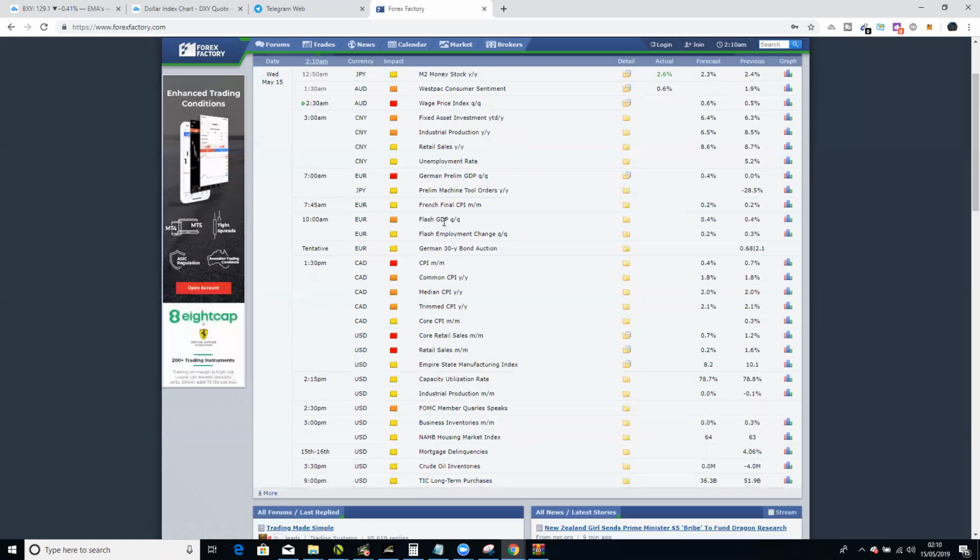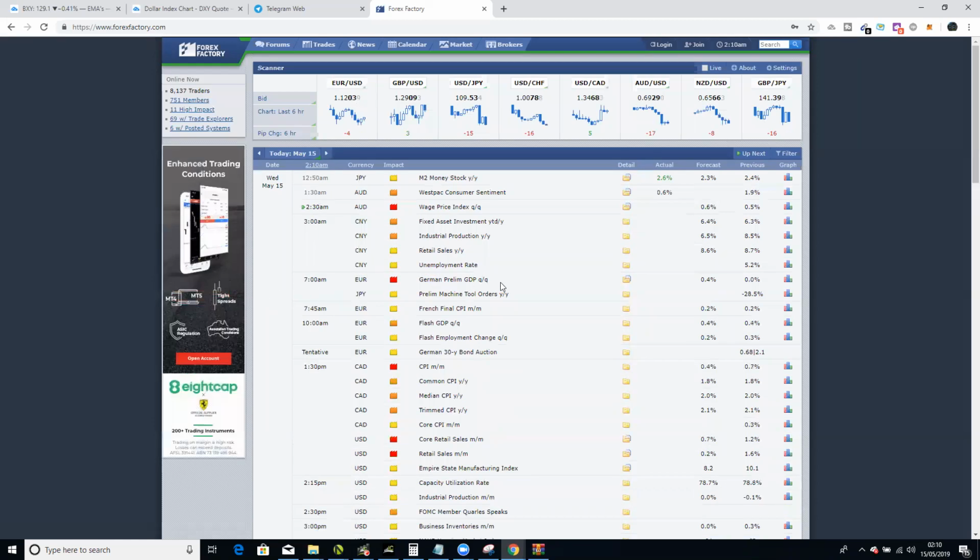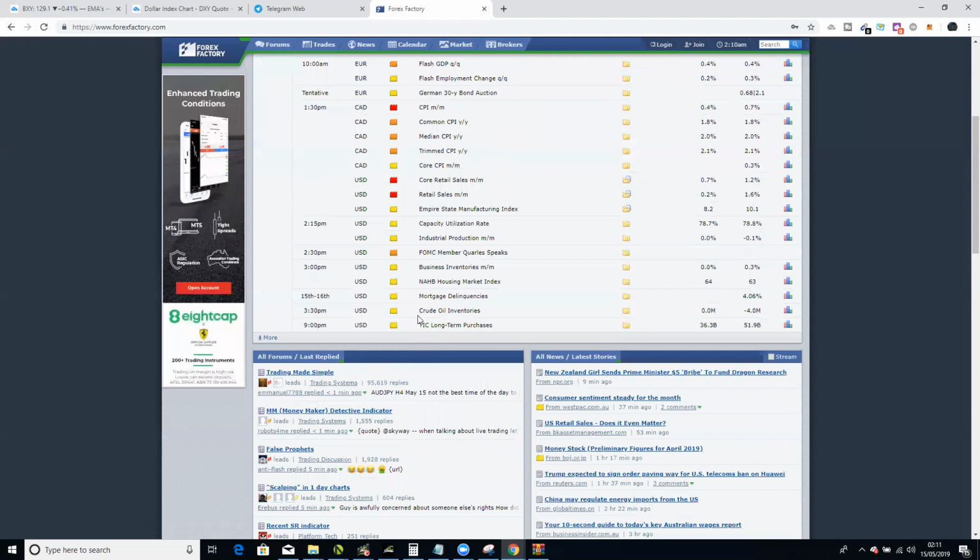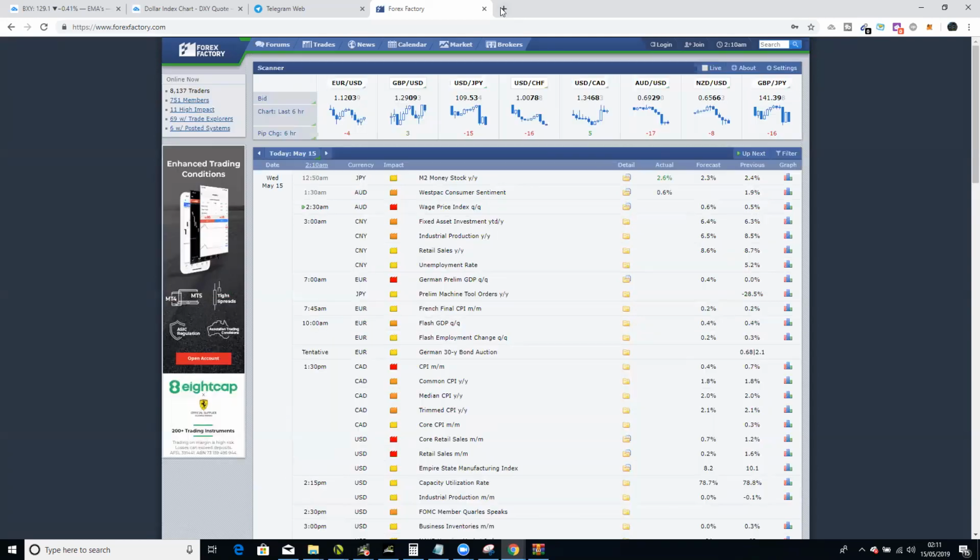So we're going to have a couple of movements in Australian dollar, in the German prelim GDP, which will affect the euro. And then obviously the CPI data that will affect the Canadian, and then the US dollar retail sales will affect the dollar pairs. So those are the three currencies that may have some volatilities going into them today.